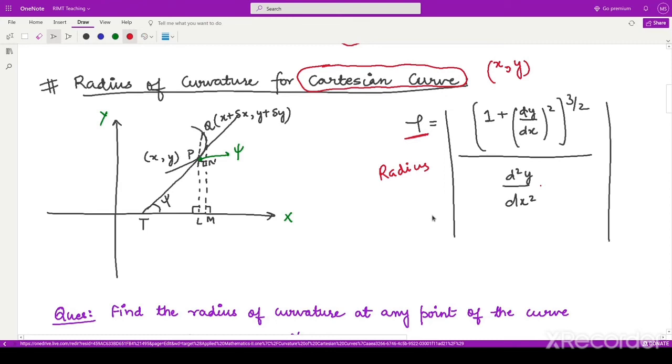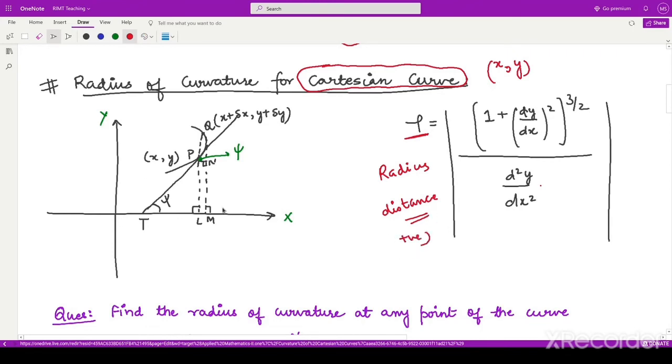So radius is distance, so it should be a positive quantity.